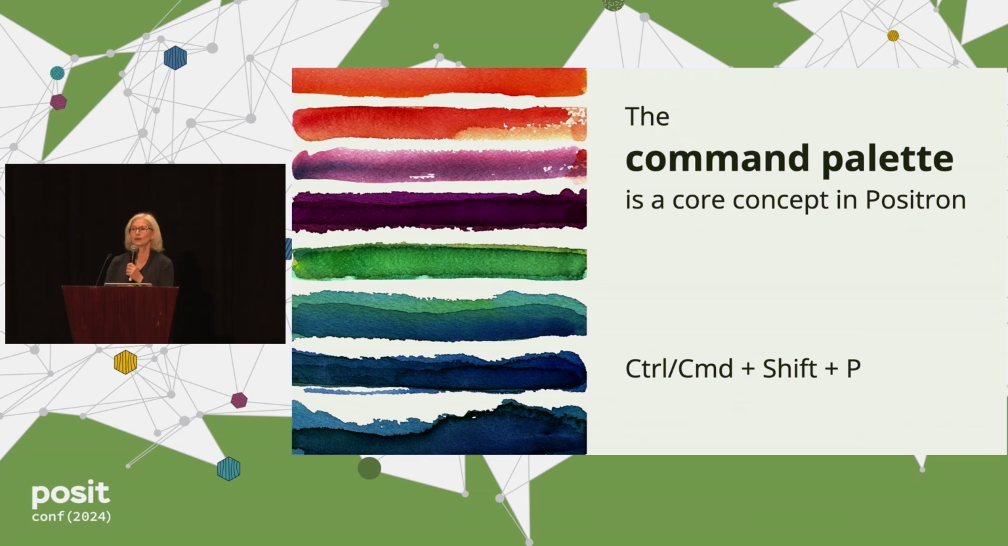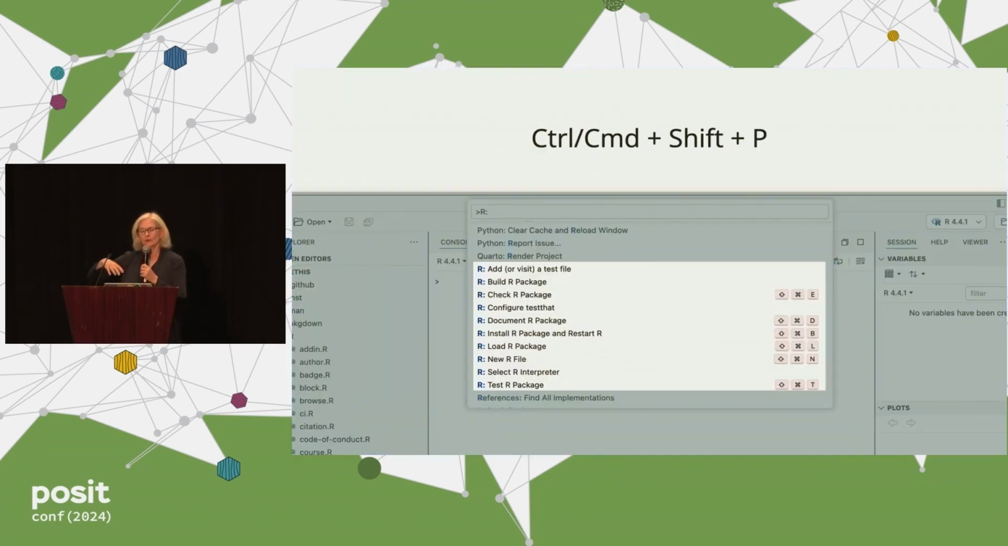Another really important concept in Positron is the command palette. RStudio has a command palette, but at least as a longtime user, it came late enough in the game that I personally never started using it, as Tom well knows. But you really need to use the command palette in Positron, I would say. So Control or Command Shift P will bring up this beautiful, wonderful, long menu of commands that you could run. It has a very great fuzzy finder.